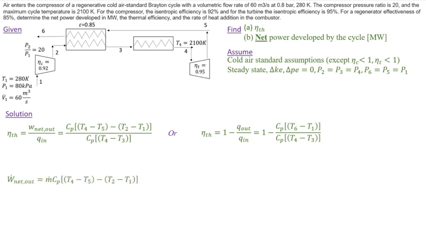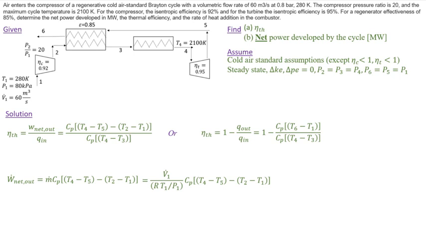And then our power output, well, I've already calculated what the work output is, or have an equation with that. So it's the work of the turbine minus the work of the compressor. And then you need to multiply by the mass flow rate to get it in the units that you want. You need it in kilowatts or megawatts, I guess.